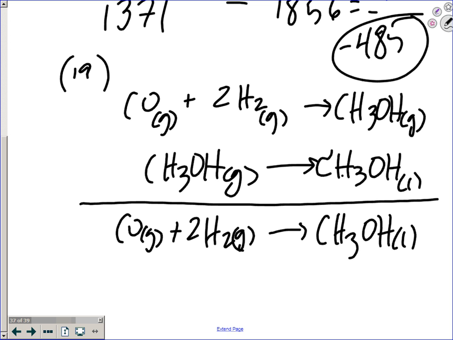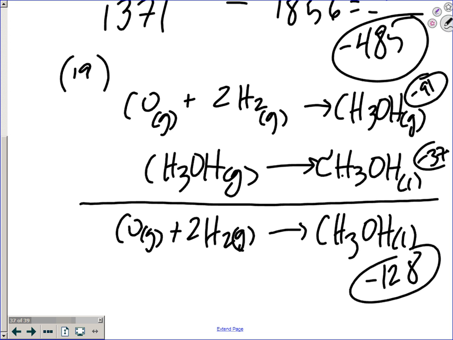So this value up here was what? Negative 91 kilojoules. So vaporization from liquid to gas is positive 37. So what is it in the way that we've written it here? Negative 37. So the answer should be the summation of negative 91 plus negative 37. So the answer should be negative 128, which is alpha. Okay, 20.